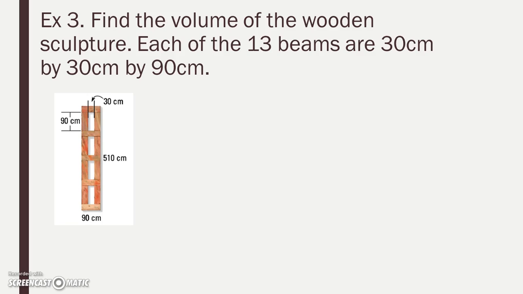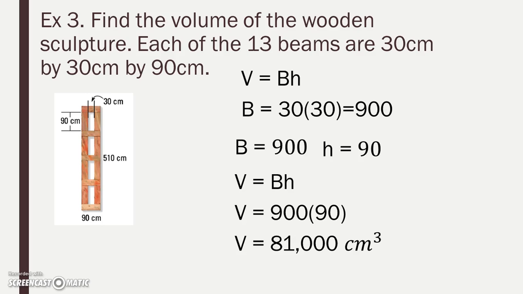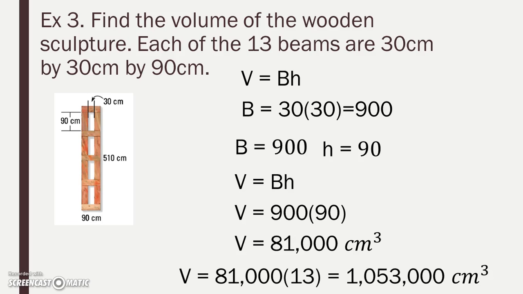So find the volume of the wooden sculpture. Each of the 13 beams is 30 by 30 by 90. So we're going to find the volume of each wooden beam, and then we're going to multiply by 13. Okay, so the volume is the area of the base times the height. The area of the base is 30 times 30, which is 900. The height is 90. So 900 times 90, and we get 81,000 cubic centimeters. Then we multiply that by 13 because there are 13 beams to get 1,053,000 cubic centimeters.